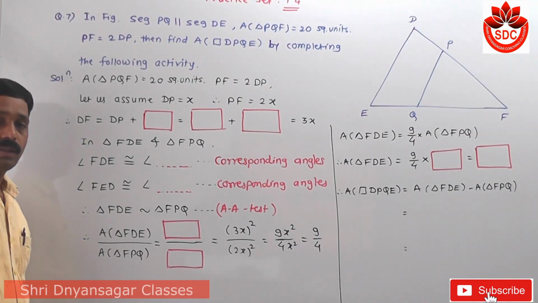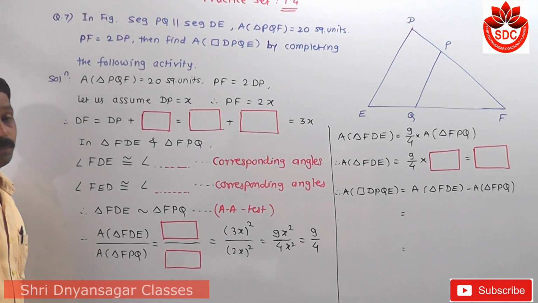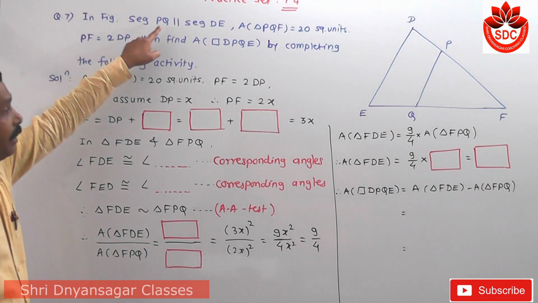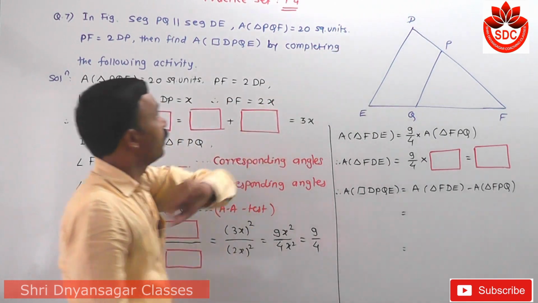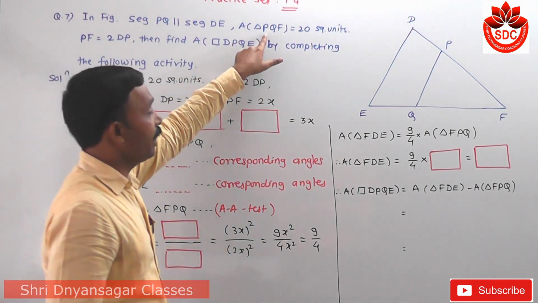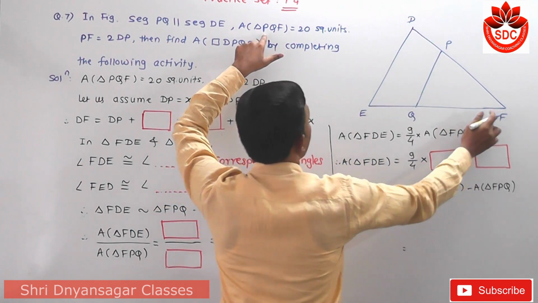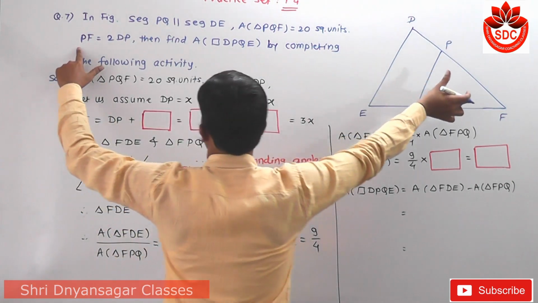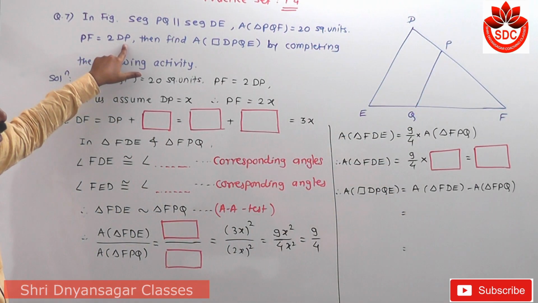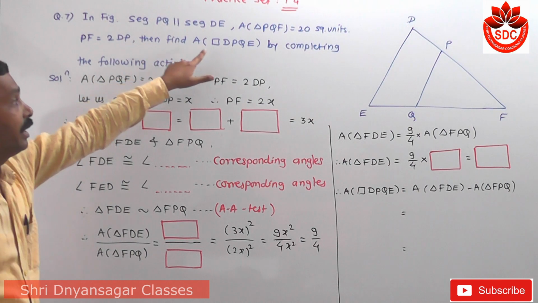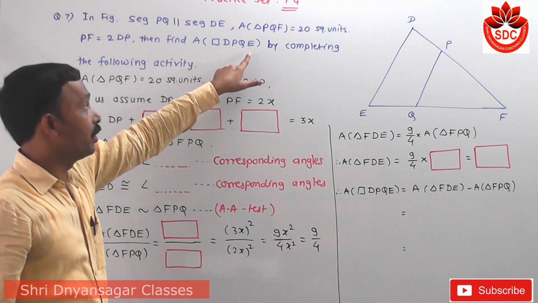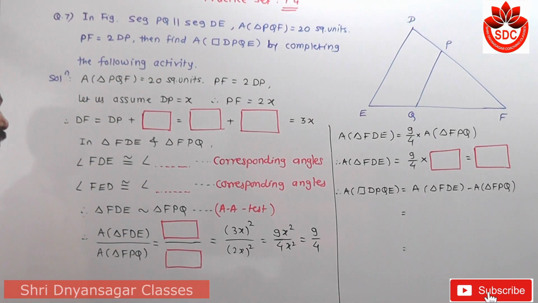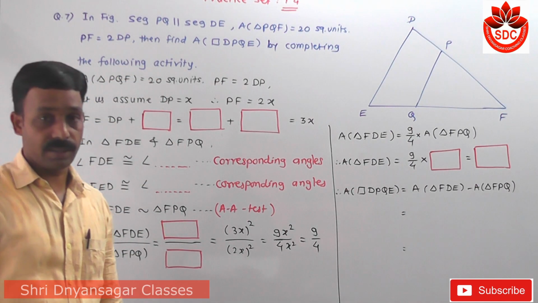Now student, our last question of practice set 1.4, question number 7. In this figure, segment PQ is parallel with segment DE. The area of triangle PQF is given as 20 square unit. PF is given as 2 DP, meaning twice DP. Then find the area of quadrilateral DPQE by completing the following activity. This is an activity based question. It can be asked in your examination for 3 marks.